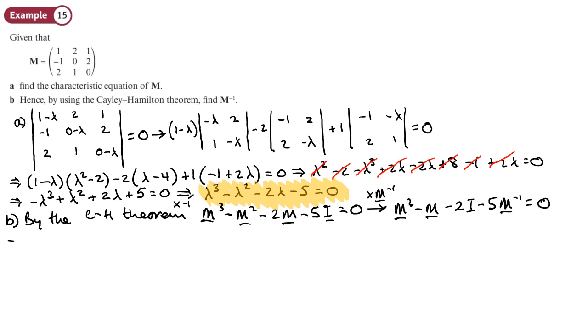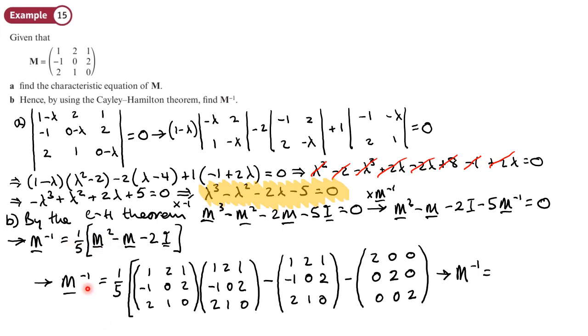So now we'll rearrange it to make M inverse the subject. So if we do that, we will have M inverse equals 1/5 of, because we're going to have basically 5M on the other side, and we'll divide it by 5, M squared minus M minus 2I. So basically what we're going to do is calculate this, find 1/5 of it, and it gives us the inverse. So this is an alternative way of finding an inverse of a matrix.